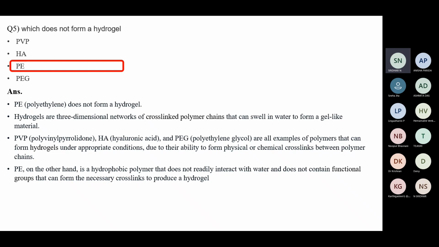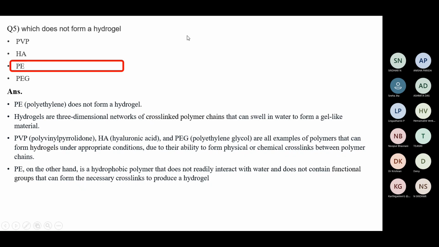Hydrogel is a flexible membrane, ma'am. Is used in drug delivery systems. The hydrogel is basically a type of polymer material that contains a large amount of water in its three-dimensional structure.